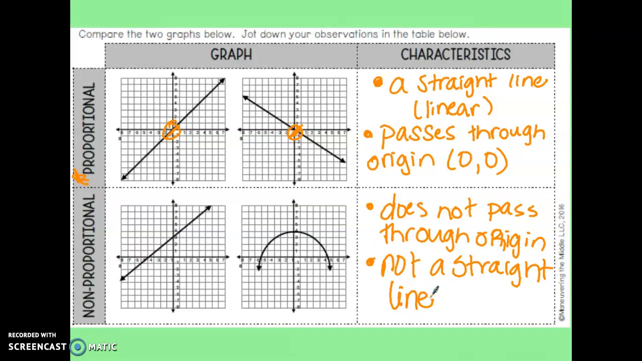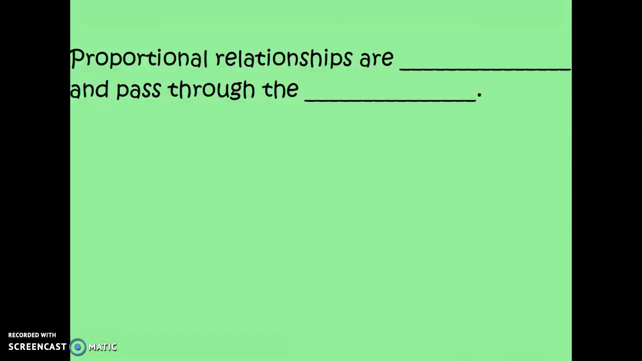Okay, so moving on. Proportional relationships. This is on the back side of your paper if you're following along with your paper copy. So proportional relationships are linear and pass through the origin. We noticed that when we were looking at those proportional relationships.